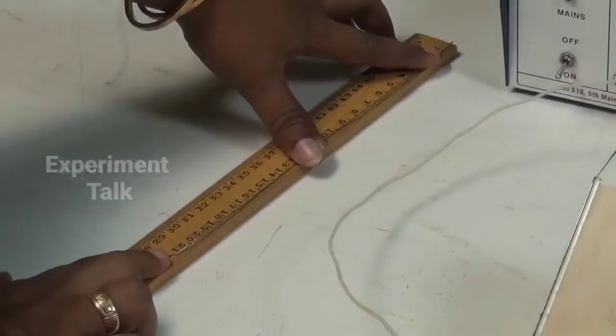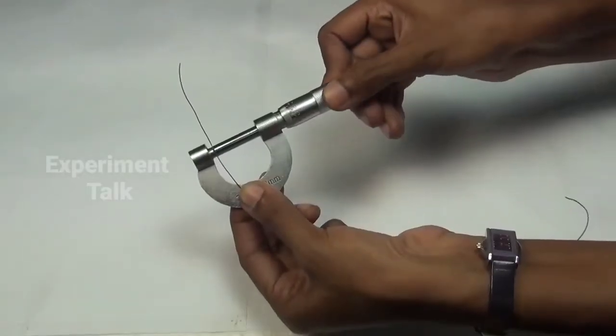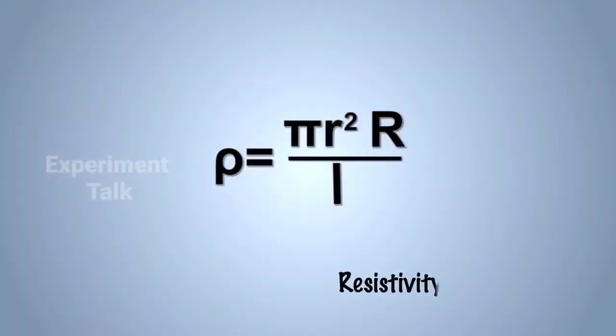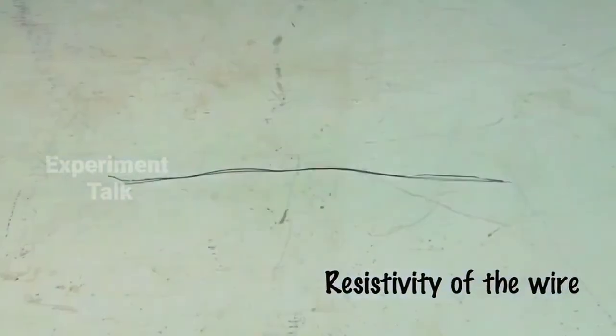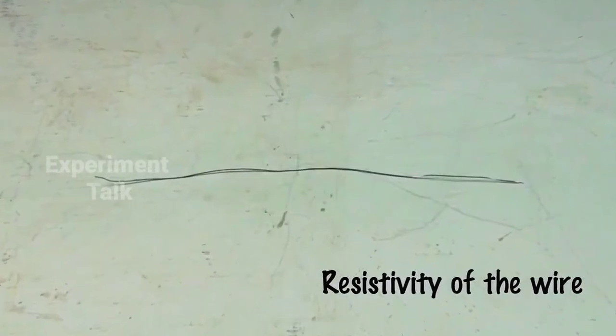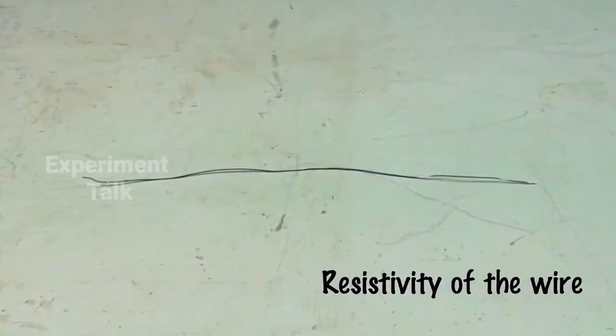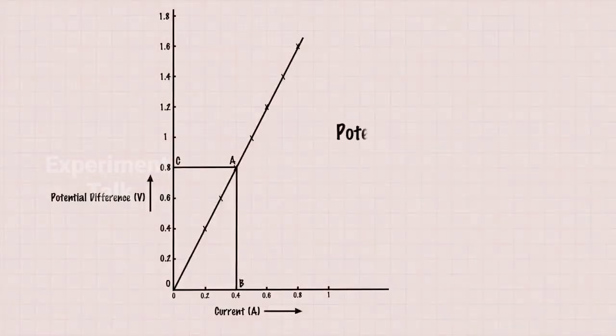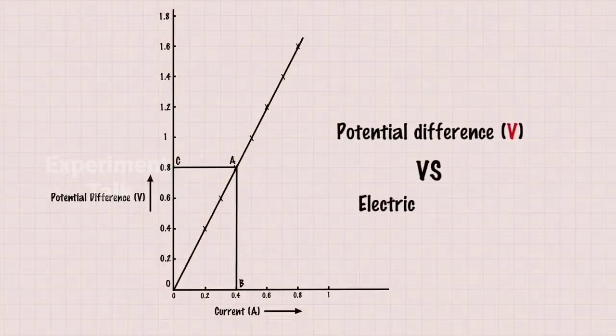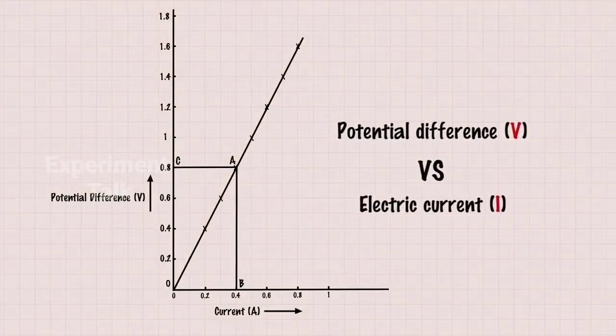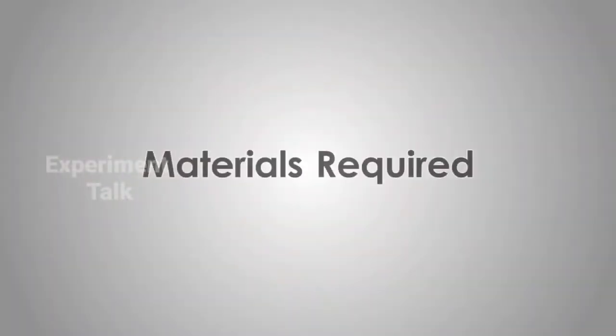Knowing the length L and radius r of the resistance wire, rho is equal to pi r squared R divided by L, which gives the resistivity of the wire. So here we are determining the resistivity of a given wire by plotting a graph of potential difference versus current.